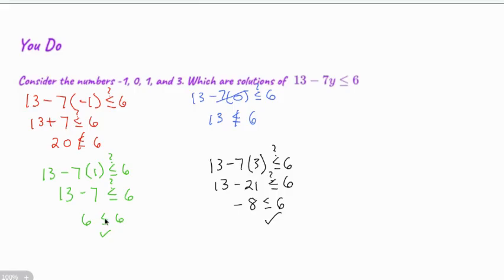We only need one of the two. It either needs to be less than or it needs to be equal to, which is why the last one is also true. We got negative 8 less than or equal to 6. Negative 8 is less than 6, so we're good there.